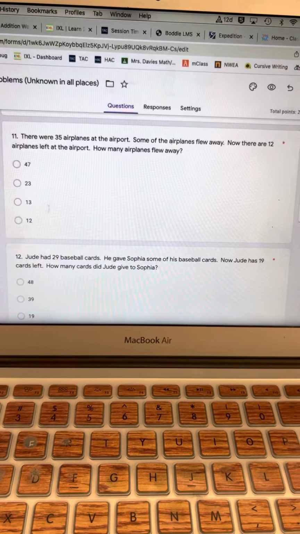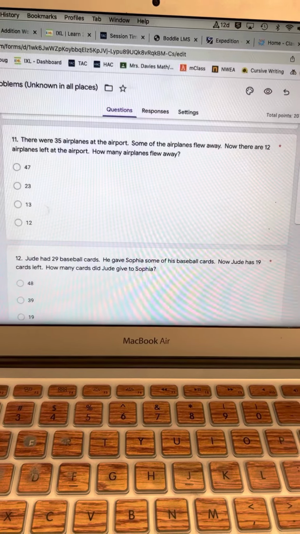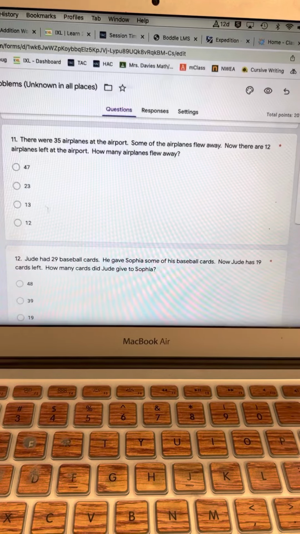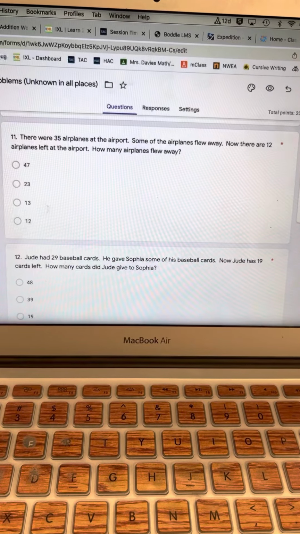Number 11, there were 35 airplanes at the airport. Some of the airplanes flew away. Now there are 12 airplanes left at the airport. How many airplanes flew away?